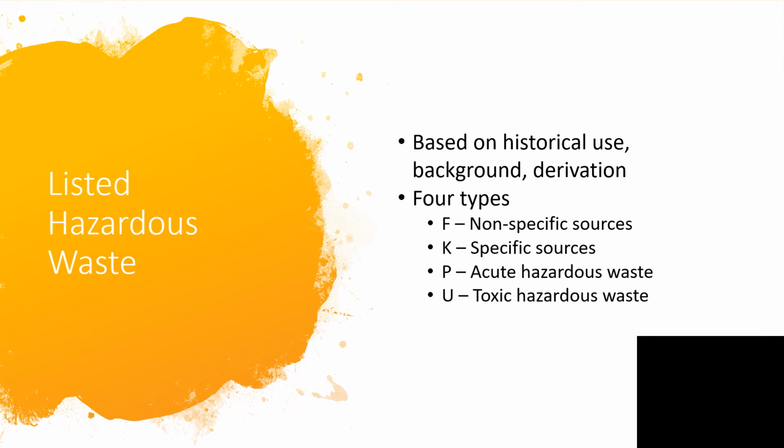Next is listed hazardous wastes. This is based on historical use, background, and derived wastes. The 4 types are F, or non-specific sources, K, specific sources, P, acute hazardous waste, and U, toxic hazardous wastes. A material can be more than just one of these 4 types.